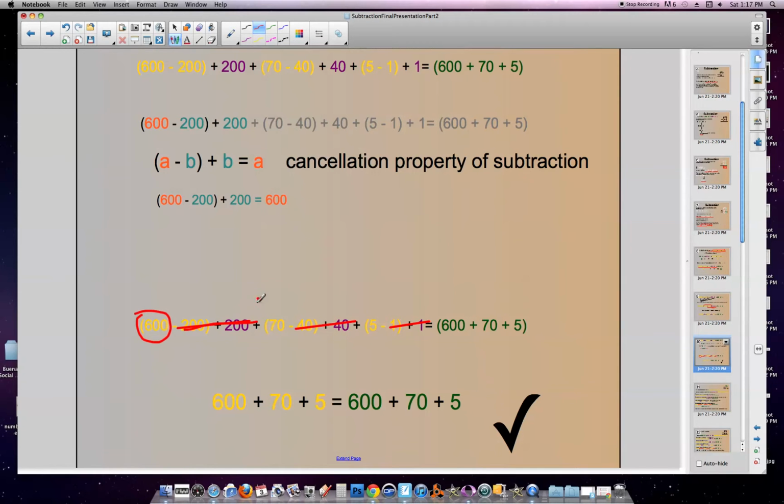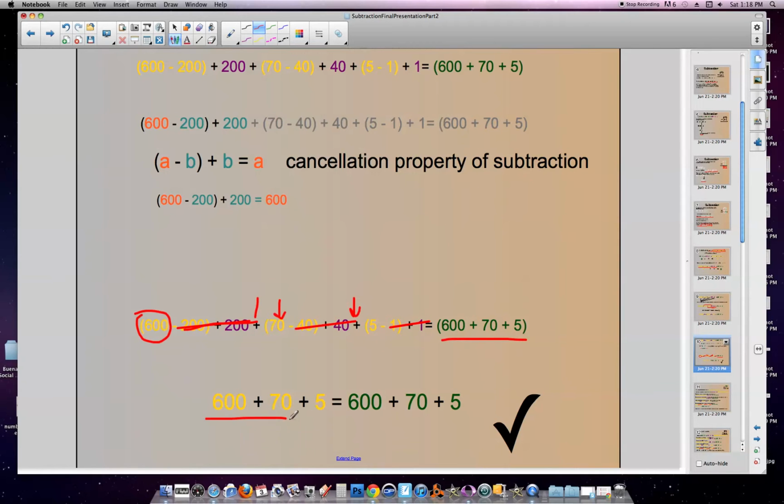So we have 600 plus, well, minus 40 plus 40, that cancels out. So 600 plus 70 plus, well, minus 1 plus 1, that cancels out. So 5. So 600 plus 70 plus 5. Does that equal 600 plus 70 plus 5?